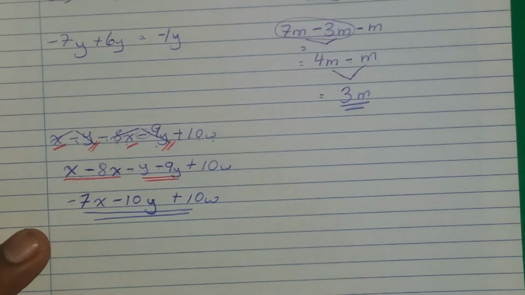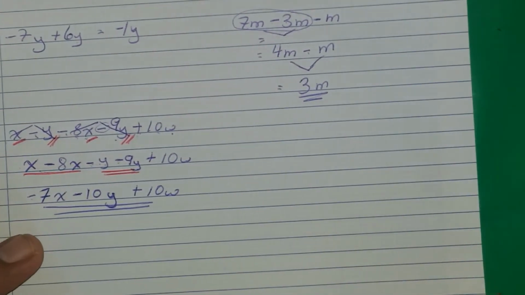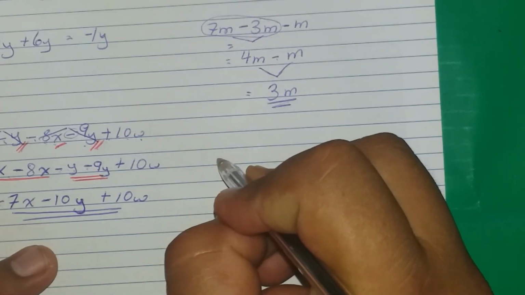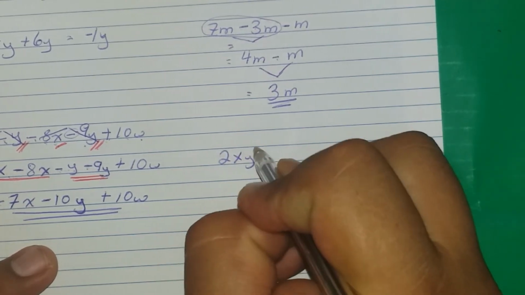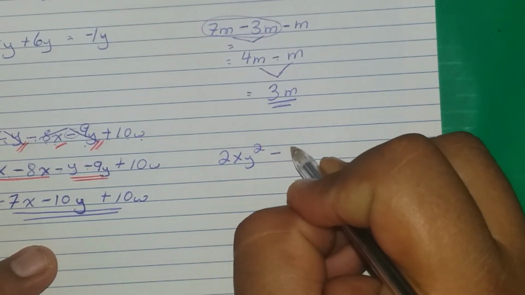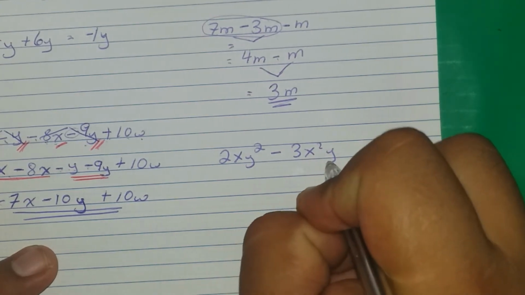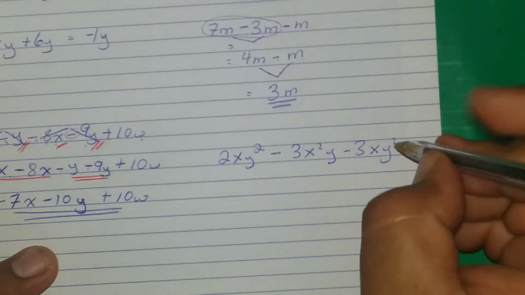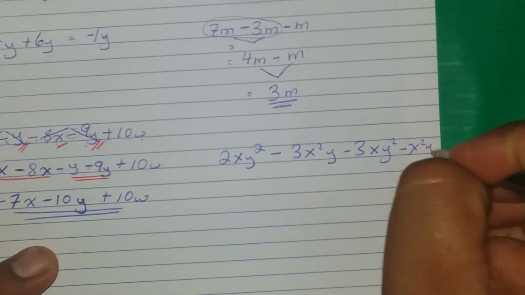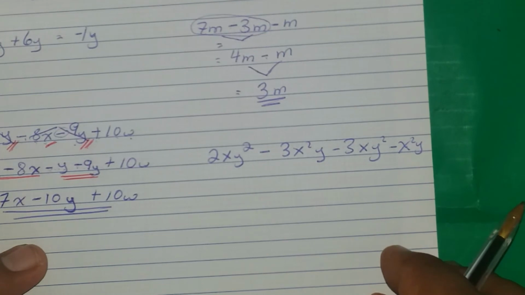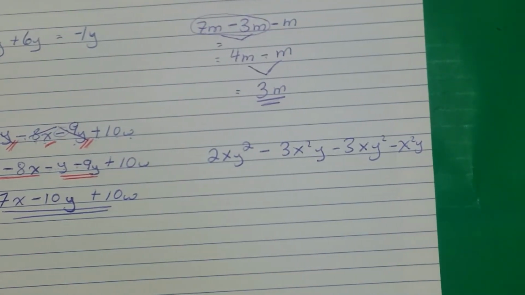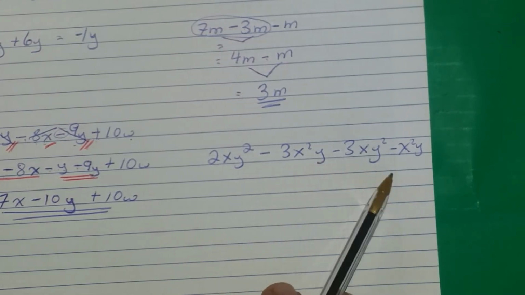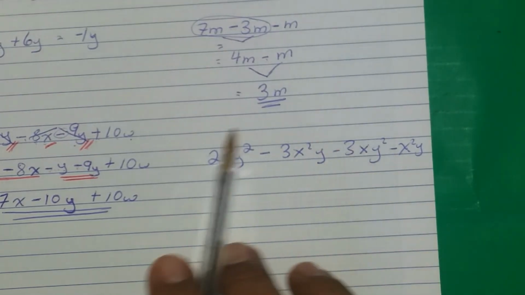Okay, let's do one more and then I'll have you guys practice on some. So in this one, you can notice that we have 2xy squared minus 3x squared y minus 3xy squared minus x squared y, right? So here we have a little bit of a different one, but if you notice, we have xy, xy, xy, and xy, but they're still different.